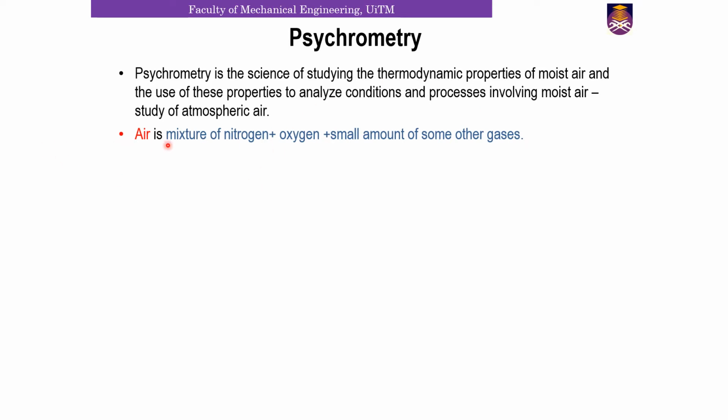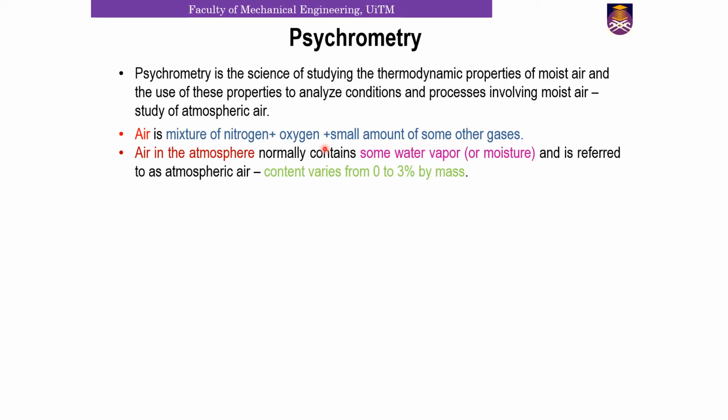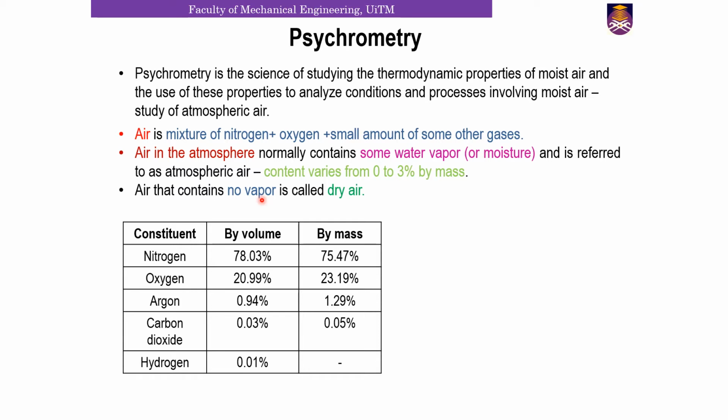Now air is a mixture of nitrogen, oxygen and some small amounts of other gases. So what are these gases? We will see in a while. Air in the atmosphere normally contains some water vapor, which we call moisture, and we refer to it as atmospheric air. The water vapor in the air, in terms of content by mass, can be between 0 to 3%. If you have 0% water vapor, then the air is called dry air. If you have some moisture in it, then it becomes a mixture of air and moisture. Air that contains no vapor, meaning 0% water vapor, we call dry air.